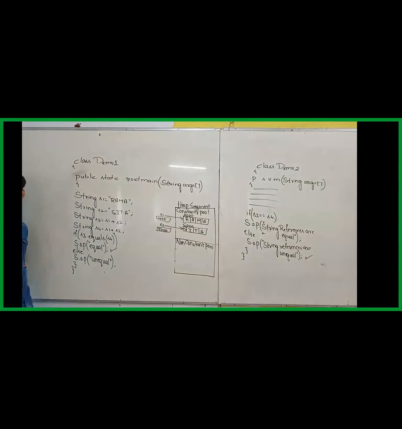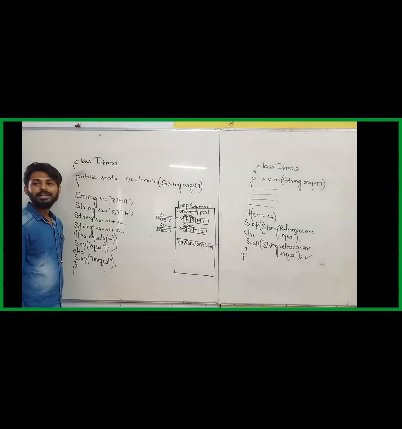Next what? S3 I'm creating. Here, am I using the new keyword? No. Which means where should it be created? The constant pool is what you will say, but unfortunately it will get created in the non-constant pool. Why, sir? Quite a simple thing it is. Why will it get created in the non-constant pool, if you ask me?